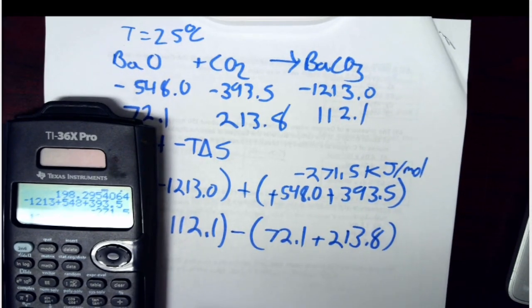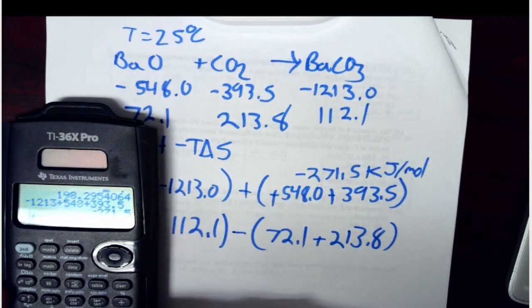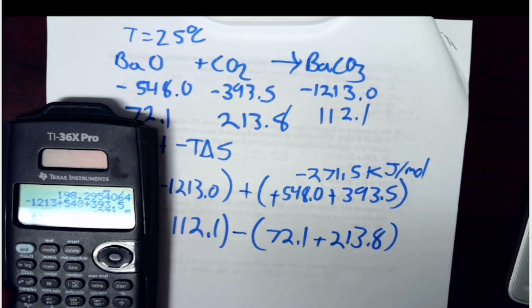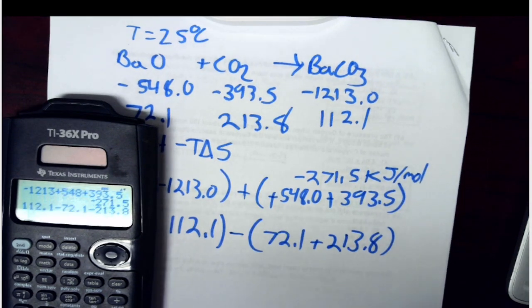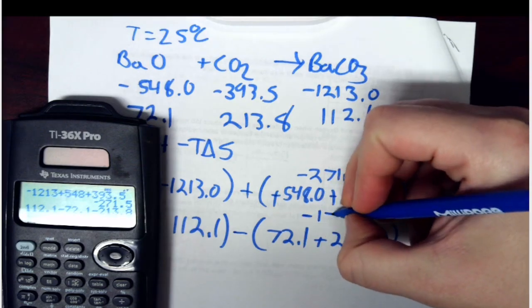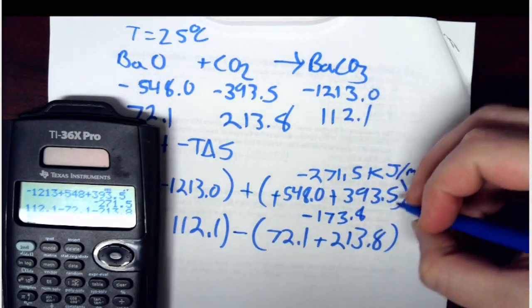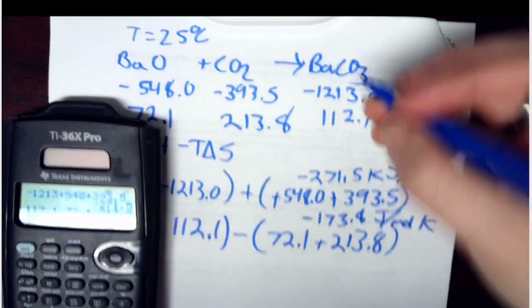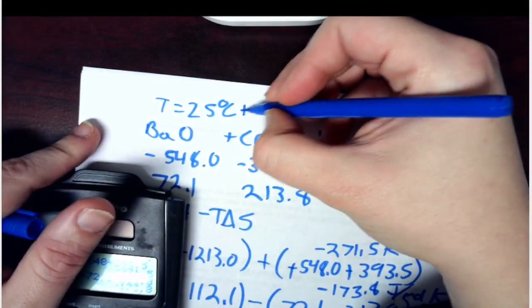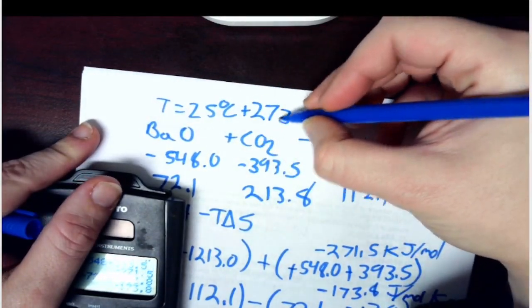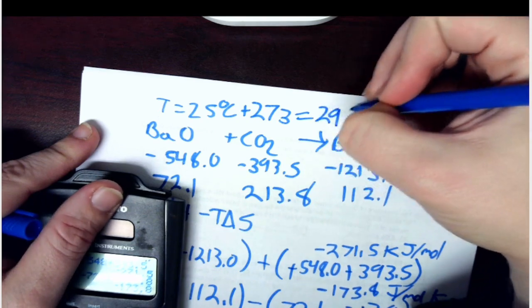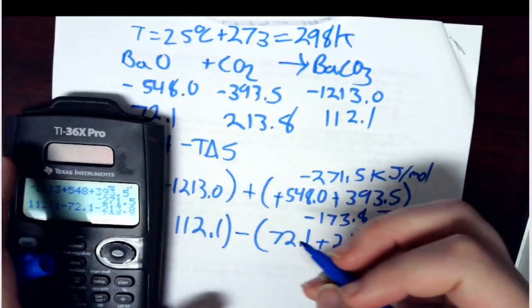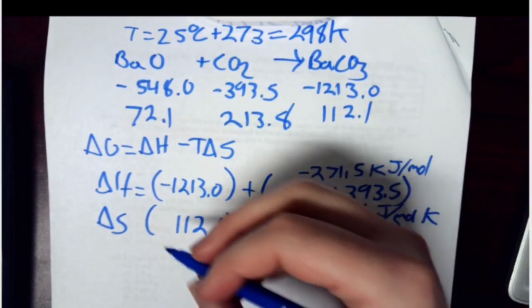112.1 minus 72.1 minus 213.8. So this is negative 173.8. But that's joules per mole Kelvin. And at 25 degrees, that is 298 Kelvin. So let's go back to our equation.